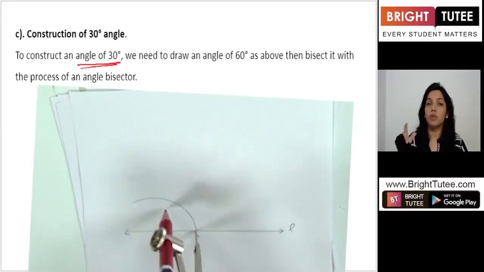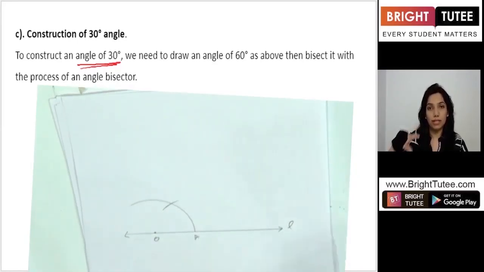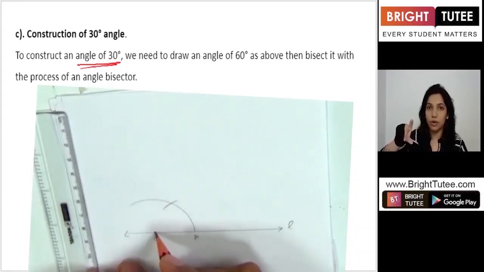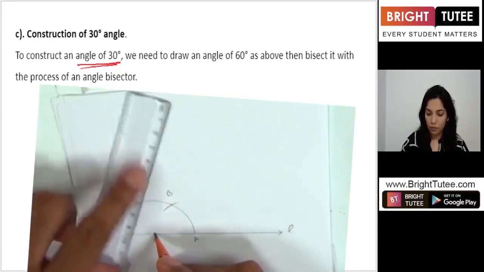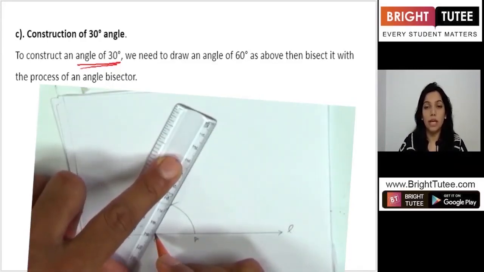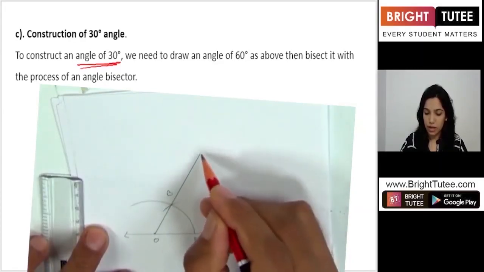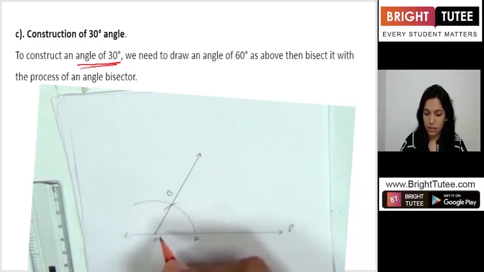Now don't disturb the opening of your compass. You need to put the point at A and mark an arc on the previously drawn arc. Say it is intersecting at point B. Now if you join O to point B, you will observe the angle of 60 degrees. Now in order to draw 30 degrees, we need to bisect this particular 60 degrees angle.